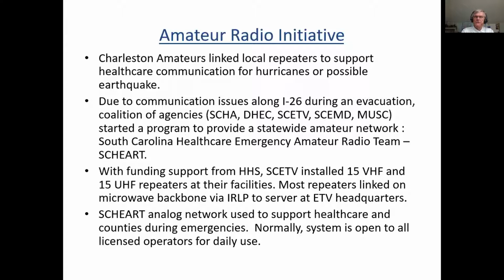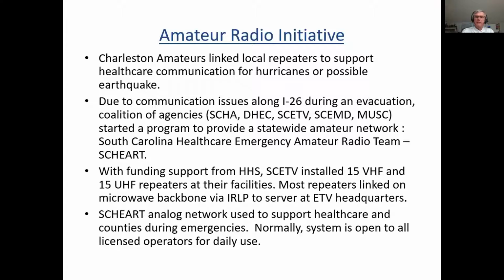So the people in Charleston got together with the South Carolina Healthcare Association, the Department of Health and Environmental Control, South Carolina Educational Television, South Carolina Emergency Management Division, and the Medical University of South Carolina. They started a program to take this linked repeater concept for amateur radio statewide. They called this new program the South Carolina Healthcare Emergency Amateur Radio Team. It's a good acronym, but it's more than a team. It's really a program.